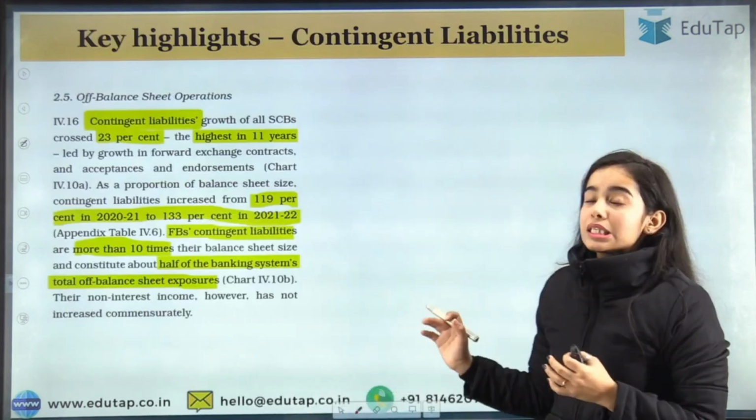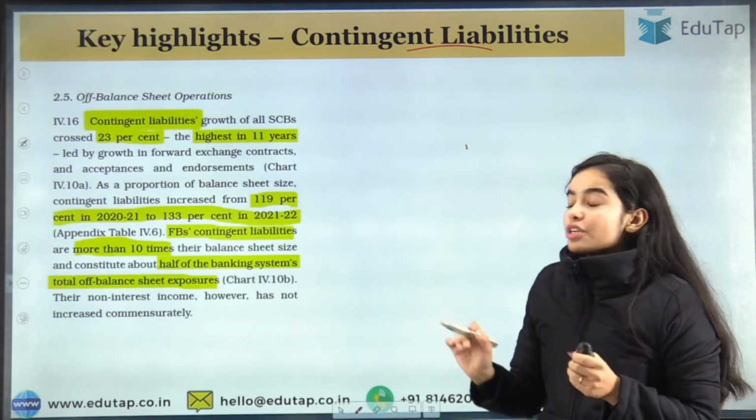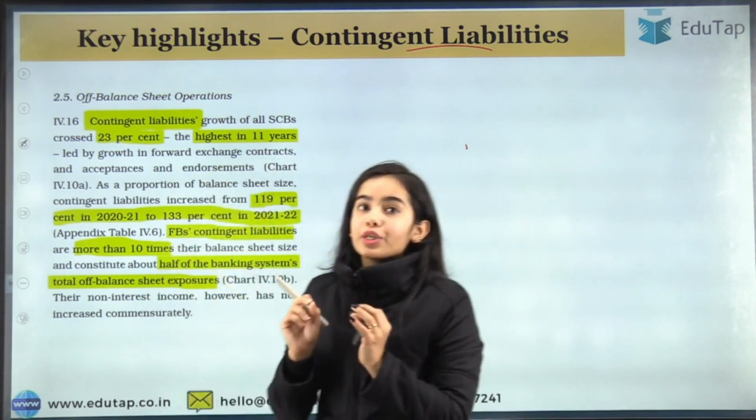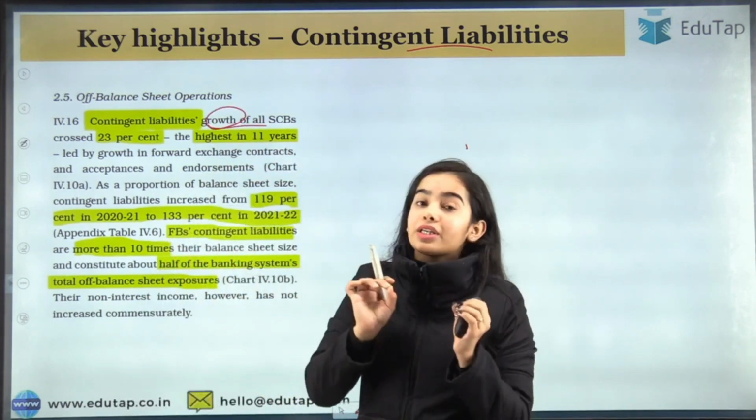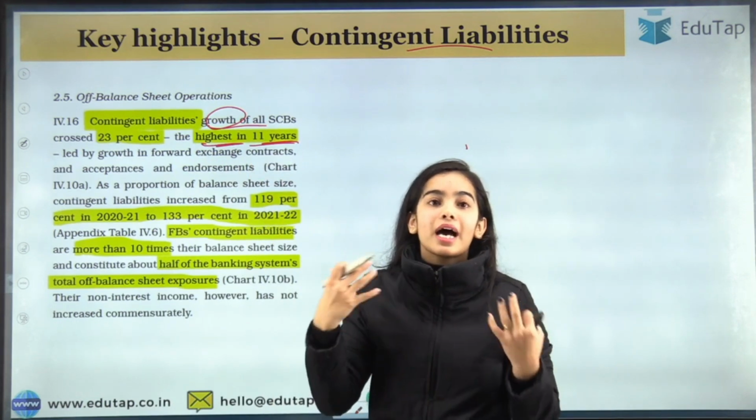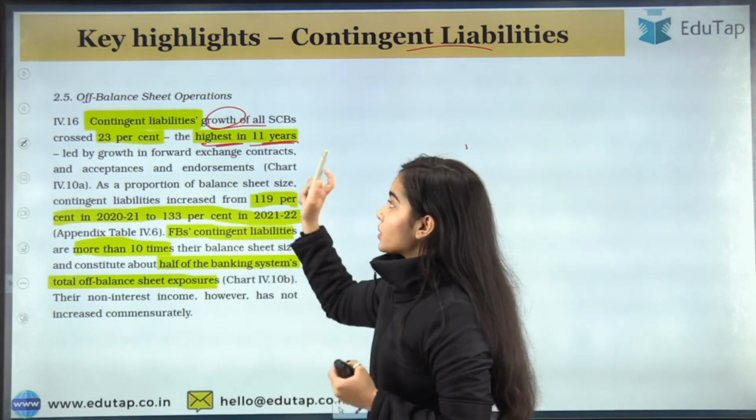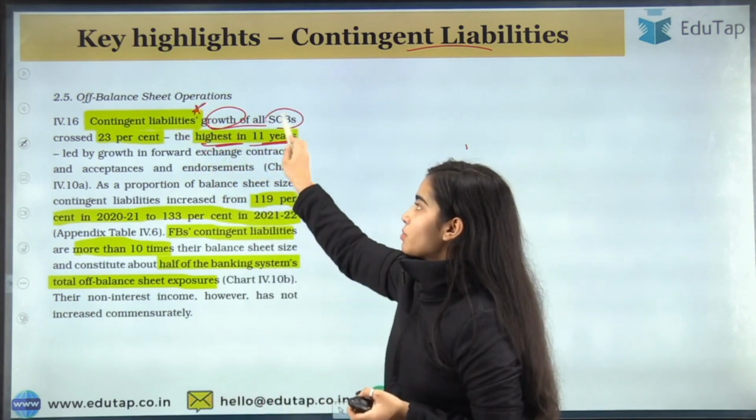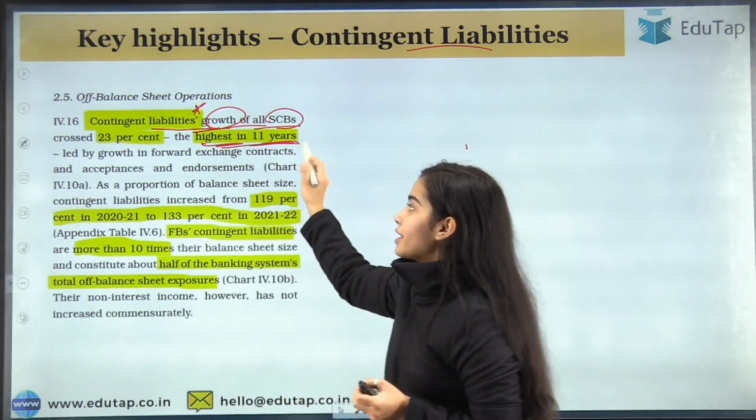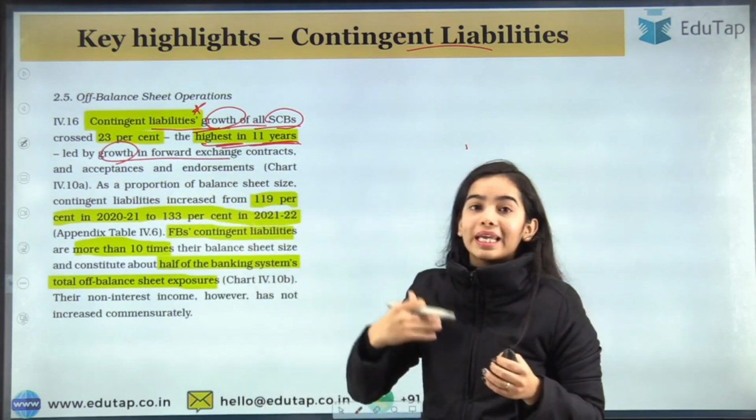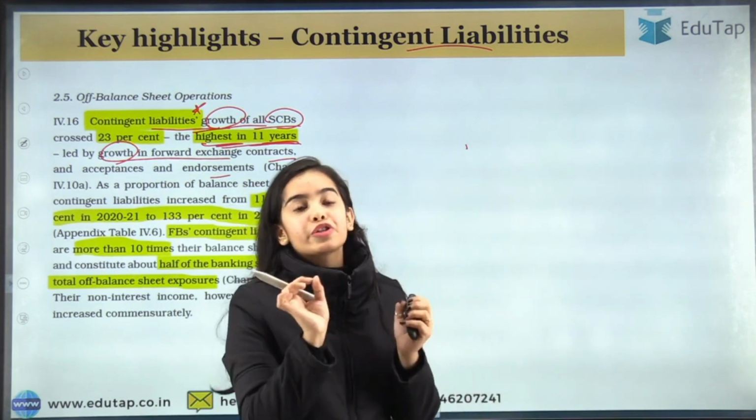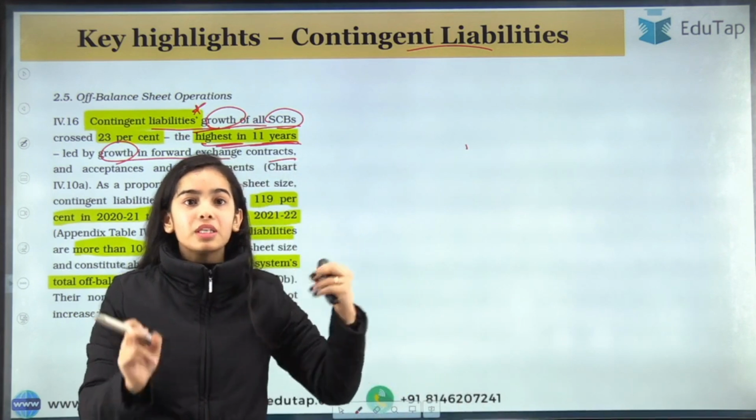Okay, so next is contingent liabilities. Let's see what contingent liabilities are. We are going to see that the contingent liabilities of the scheduled commercial banks have seen growth of 23%, the highest in 11 years. The highest in 7 years, the highest in 10 years, the highest in 11 years, I have told you those are very important. So the contingent liabilities growth of the scheduled commercial banks crossed 23%, the highest in 11 years. And this was due to the growth of forward exchange contracts, acceptances, and endorsements. So first of all, what are contingent liabilities? You have understood the data point, 23%, an 11-year high.